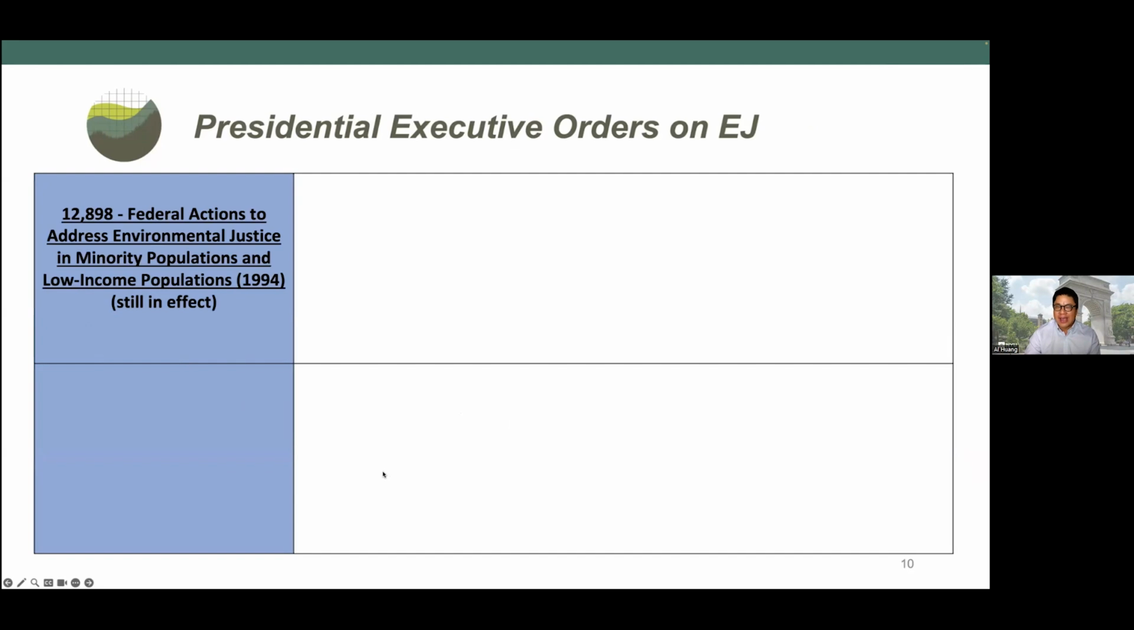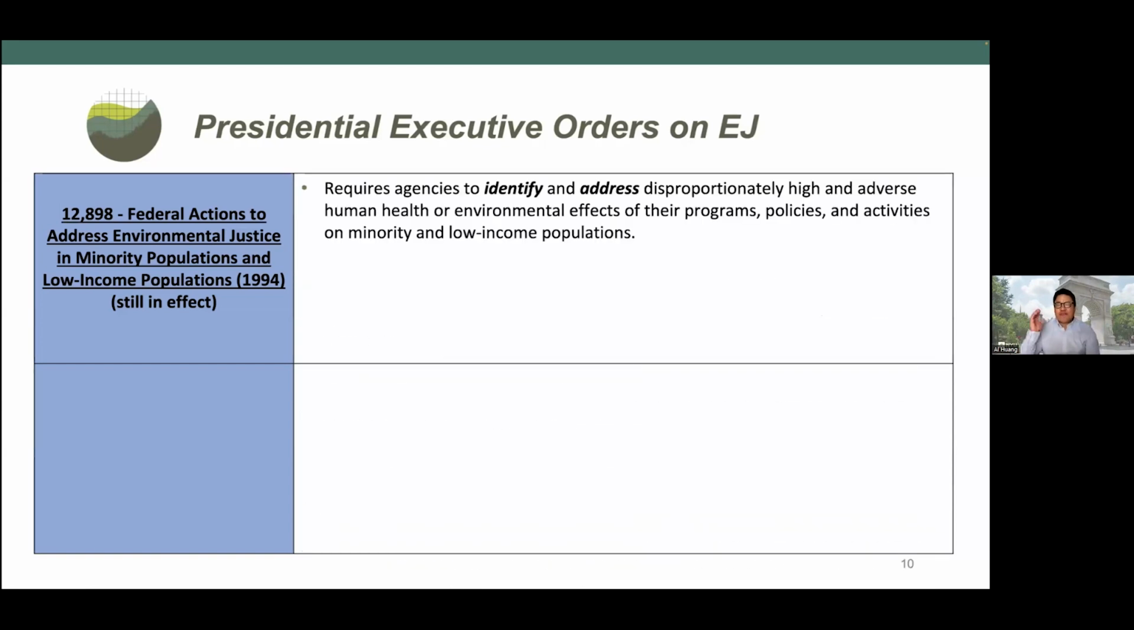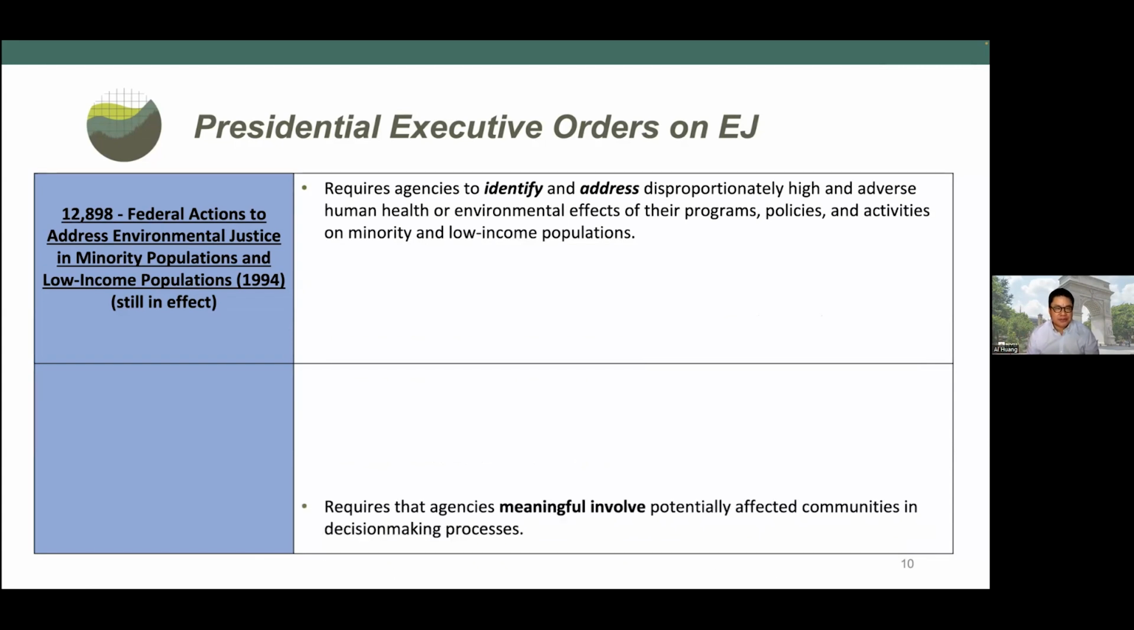It's called 12898. They're all referred to by these numbers, and these are issued every time a new executive order is issued. This was kind of the first major executive order on environmental justice, and what it did is it required agencies to identify and address disproportionately high and adverse human health or environmental effects of their programs, policies, and activities on minority and low-income populations. So this is where a lot of the EJ activities within the federal government come from. It comes from this language that says they have to identify and address these EJ impacts to communities.